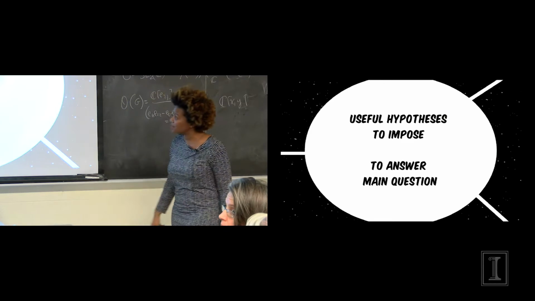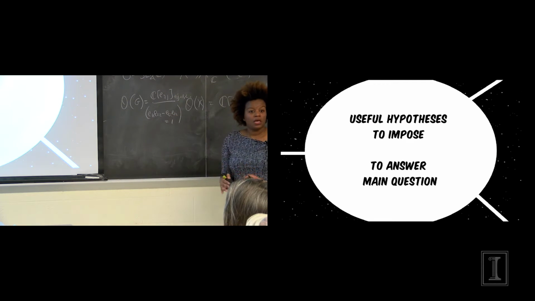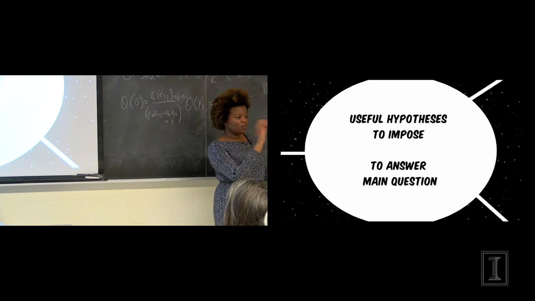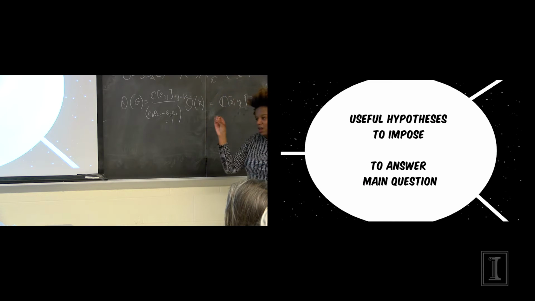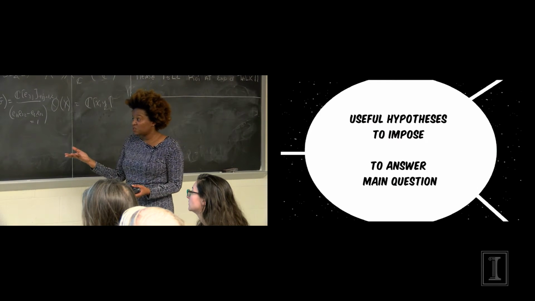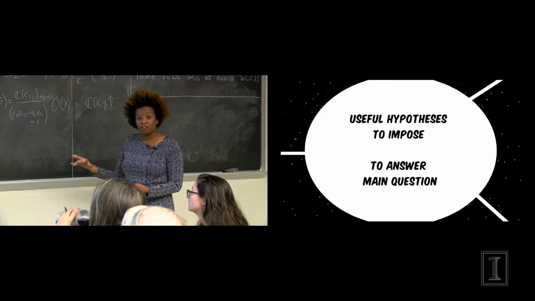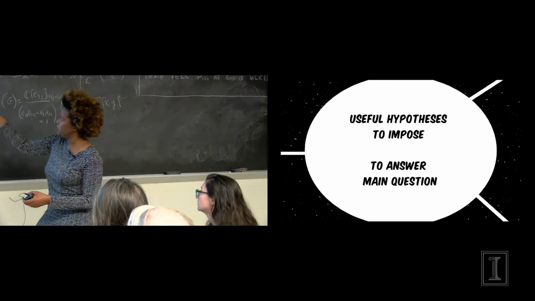So some useful hypotheses. There are three types. I can impose conditions on the Hopf algebra, I can impose conditions on the algebra that I'm acting on, and I can impose conditions on the action itself. Those are the three spokes.